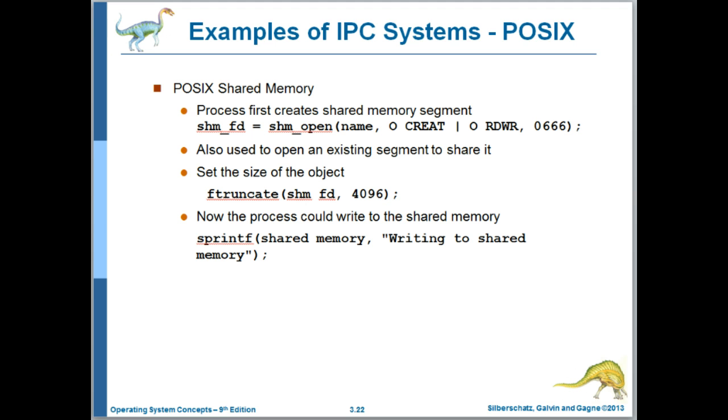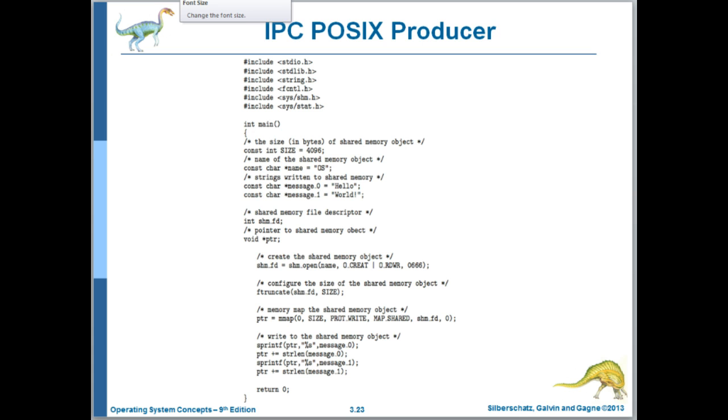I'm going to skip over this slide and instead walk you through the code on the next two slides. Here's a producer example of shared memory between processes. So this is the size of the shared memory, 4K bytes, the name of the shared memory object, and two messages that the producer will produce into the shared memory.